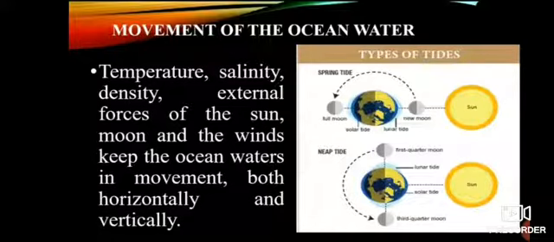Tides. The periodic rise and fall of sea water due to the gravitational pull of the sun and moon on the earth are called tides. There are two types of tides: spring tides and neap tides.